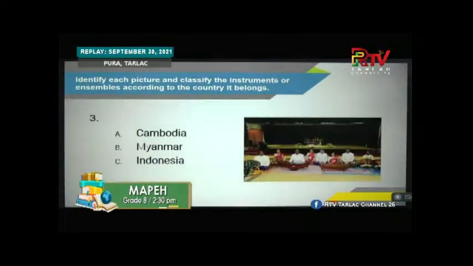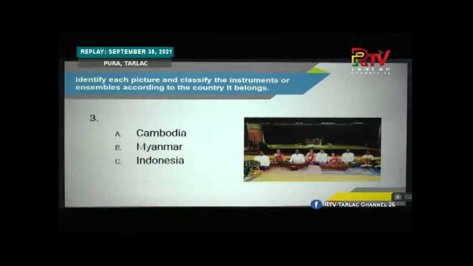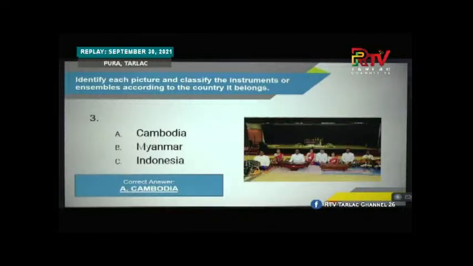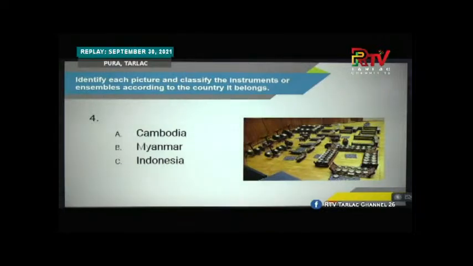Number 3. What country does it belong to? A. Cambodia, B. Myanmar, or C. Indonesia? If your answer is A. Cambodia, you are correct. Number 4 picture.